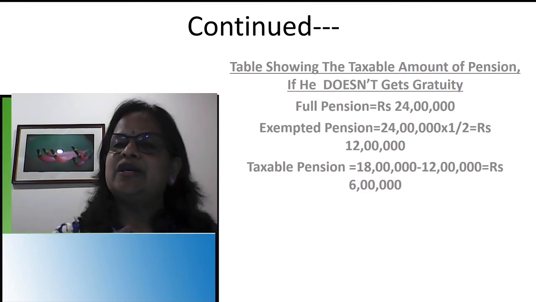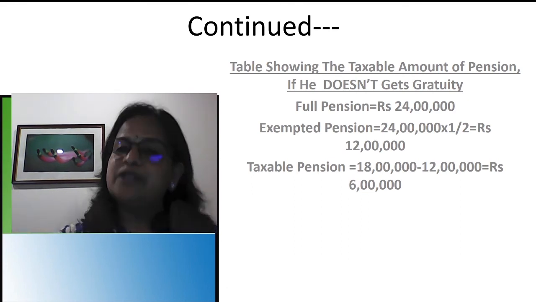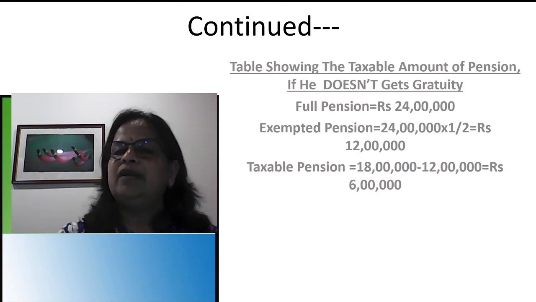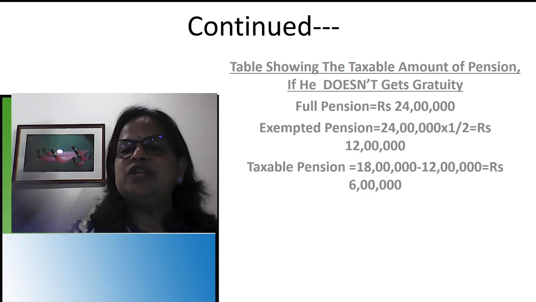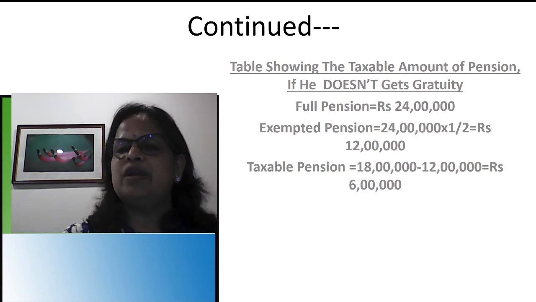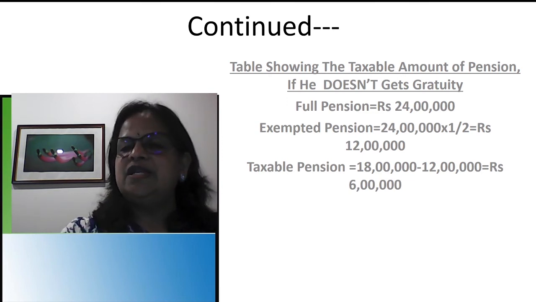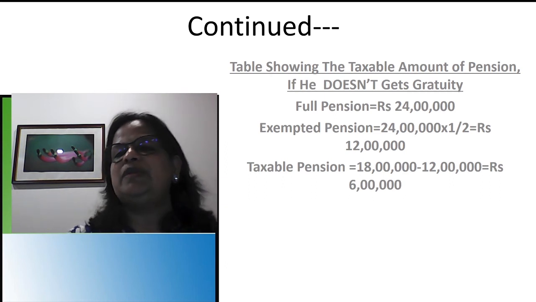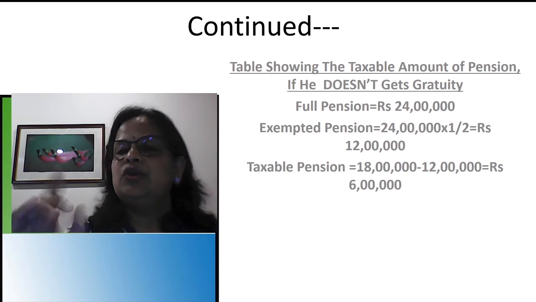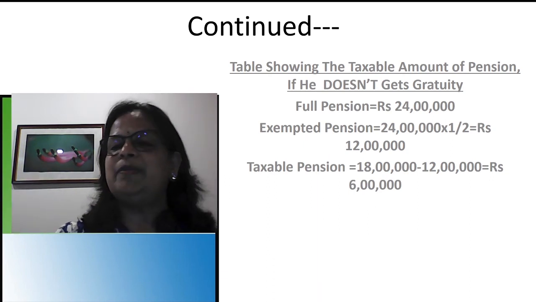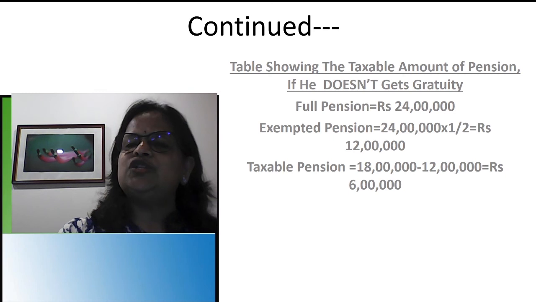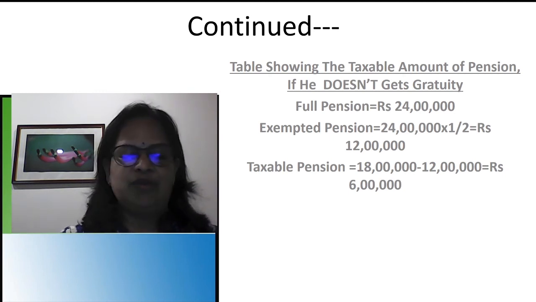Now, table showing the taxable amount of pension if he is not receiving gratuity. So here it will reduce to 1/2. Here full pension is 24 lakhs. Exempted pension: 24 lakhs into 1/2. That meaning 12 lakhs will be exempted. So that meaning 18 lakhs minus 12 lakhs, 6 lakhs will be taxable. So this is the treatment. Don't subtract from 24 lakhs. 18 lakhs is the value of commuted pension he got. So 18 lakhs minus 12 lakhs, 6 lakhs will be the taxable value of commuted pension.